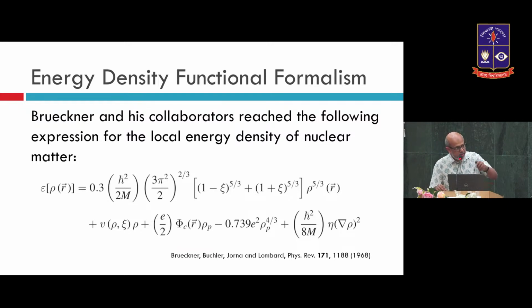So he and his collaborators eventually reached this expression for the local energy density of nuclear matter, and then there are tweaks here and there. The last term, for example, is the finite volume correction, because it's not infinite nuclear matter, so you need to do some correction. The last but one term is the Pauli effect correction for the Coulomb part, or something like that. You arrive somewhere and then you make corrections. So this is the building block, the kernel that you integrate upon.